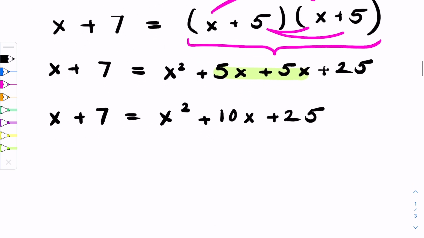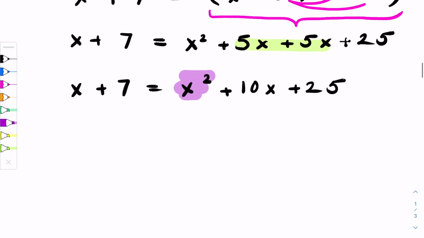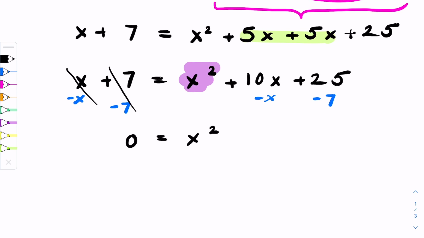Okay, anytime you end up with an x squared term, you're most likely going to have to either factor or use the quadratic formula. So if you are doing either one of those, you need to make sure your equation is set equal to 0. In order to set this equation equal to 0, subtract 7 from both sides and subtract x from both sides. This will create a 0 on the left. This is equal to x squared plus 9x plus 18.